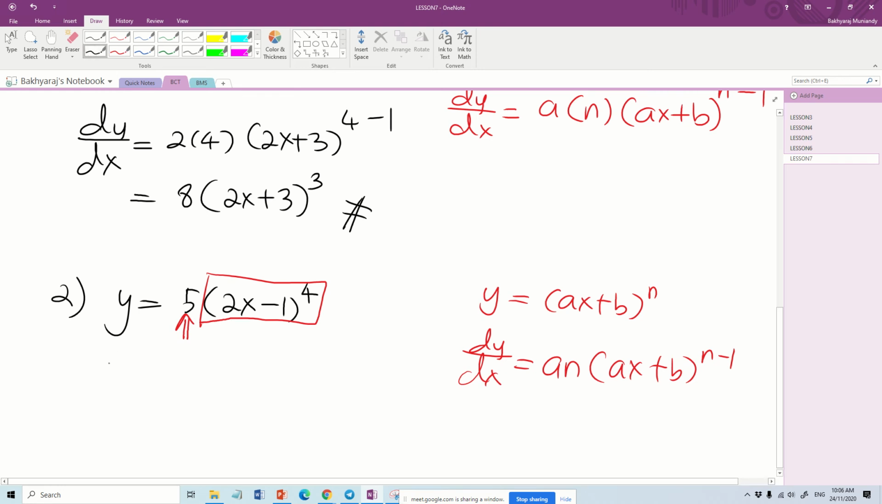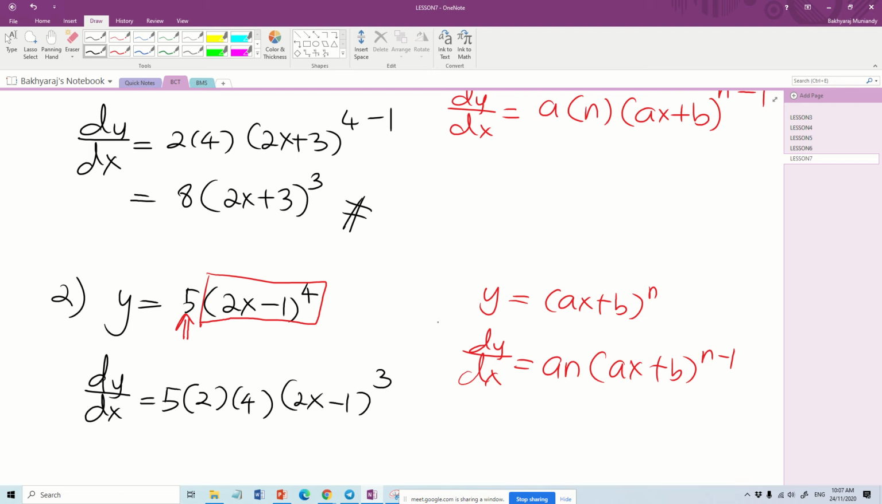So my answer will be dy/dx equals, so 5 stay there, 5 tak ada apa nak buat, times by now coming out, a is 2, and then the 4 is brought down, so you get 4, and then (2x minus 1) to the power of 3. Sebab 4 tolak 1 jadi 3. So you get 5 times 2 times 4 times (2x minus 1) to the power of 3. So maksudnya 5 tu tak ada fungsi apa-apa, just stay there, and then we just multiply with the an.